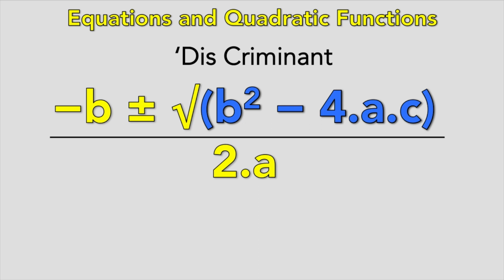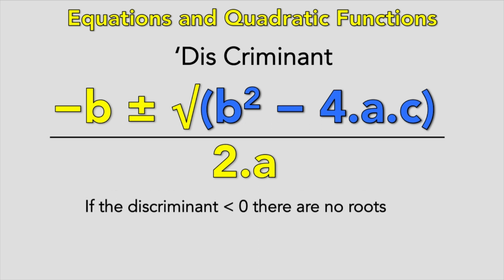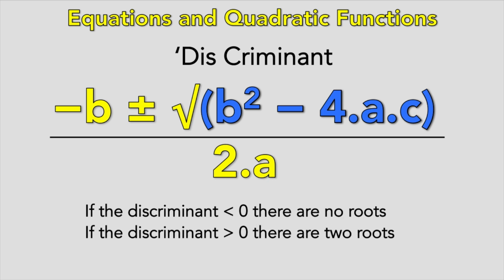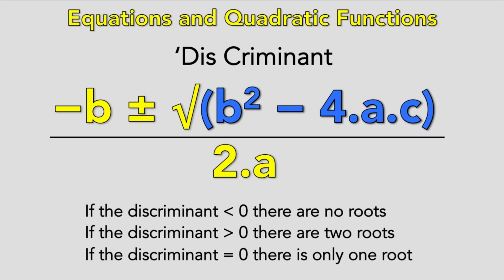Or, if you're feeling lazy, which we all are, if the discriminant is less than 0, then there are no roots. If the discriminant is greater than 0, there are 2 roots. And if the discriminant equals 0, then there is only 1 root. Only 1.